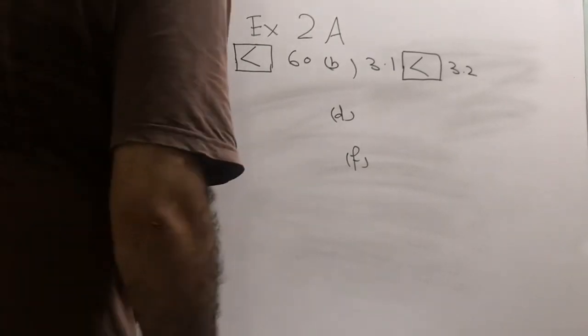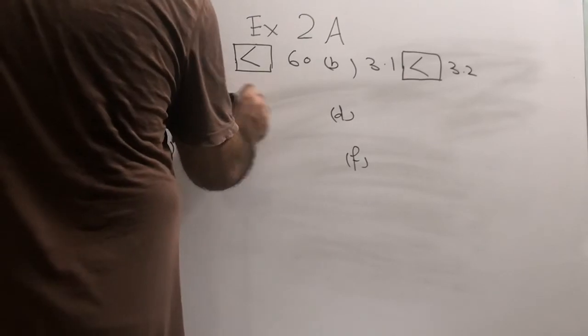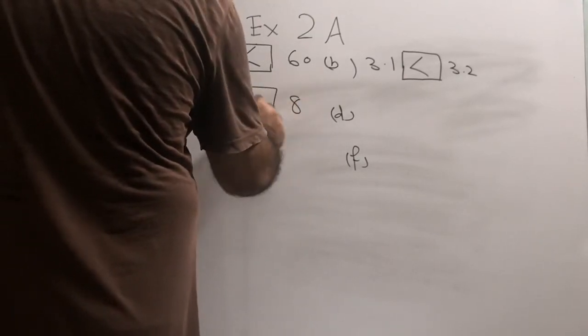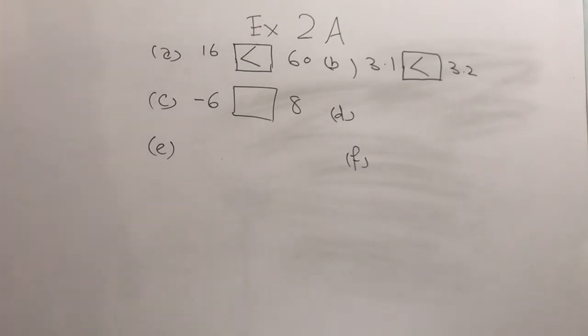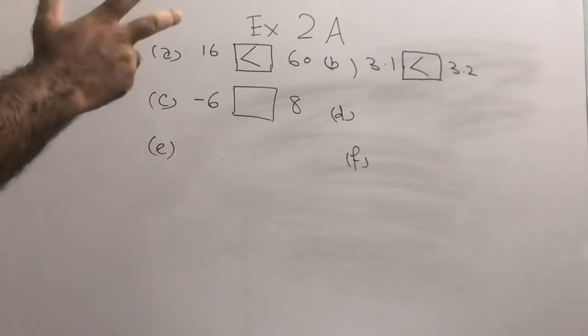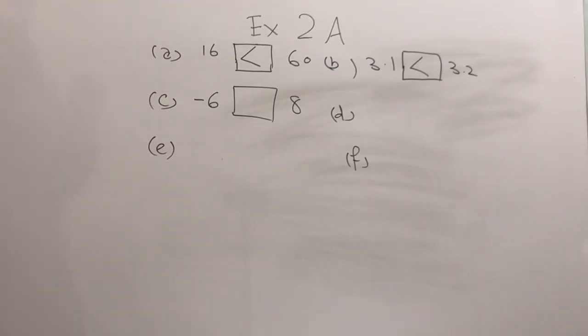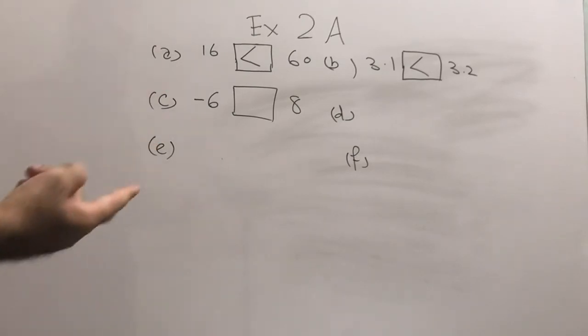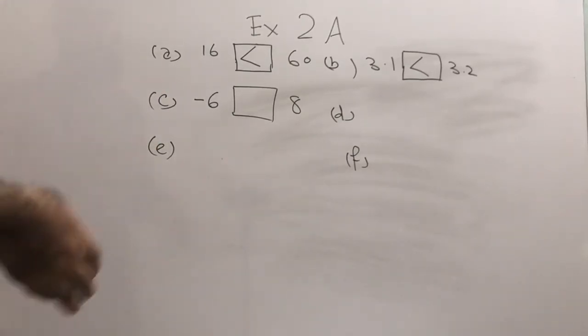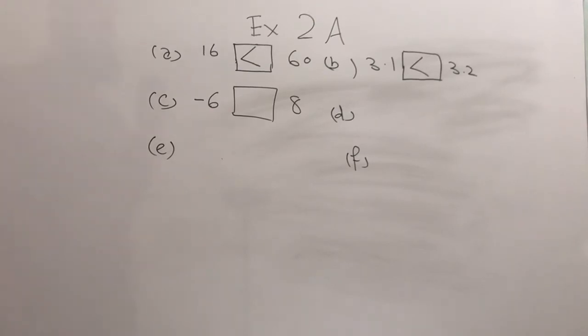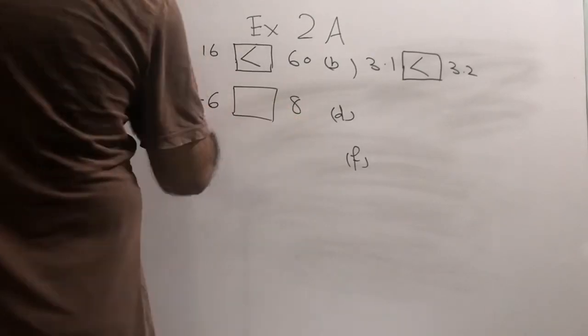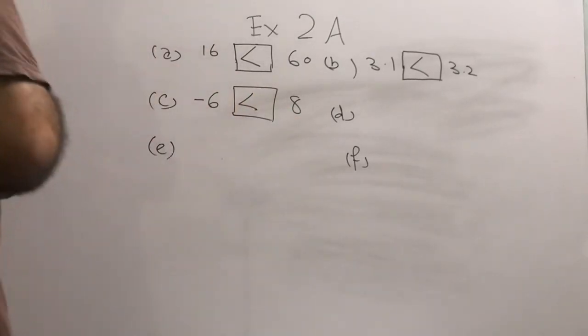Part C says minus 6 and 8. Remember, when we have two numbers, one positive and one negative, always when comparing a positive number with a negative number, the positive number is always greater. Okay, the number bearing the positive sign is always greater. So 8 is greater than minus 6, so still we'll be putting this sign. 8 is greater than minus 6.